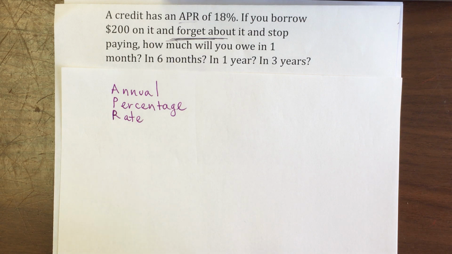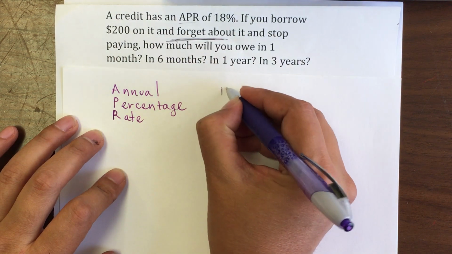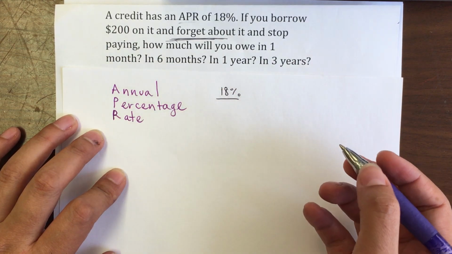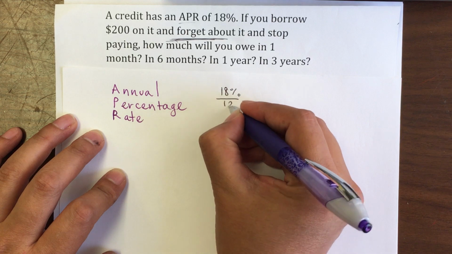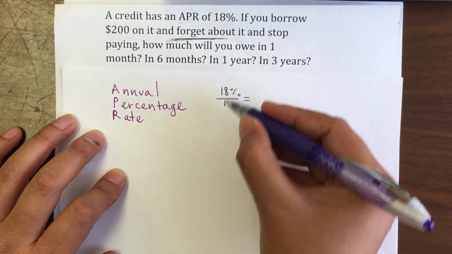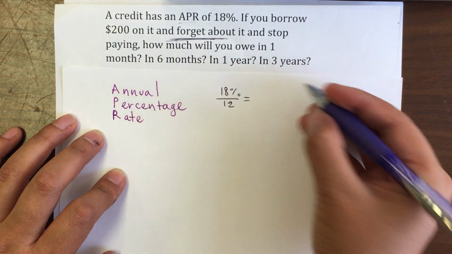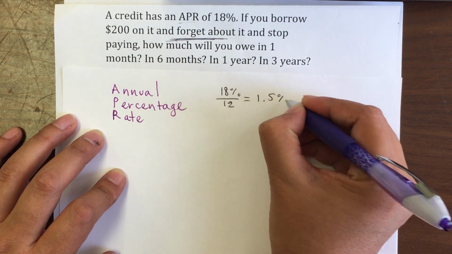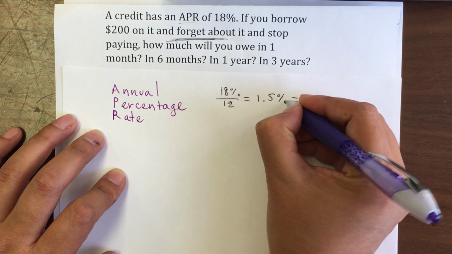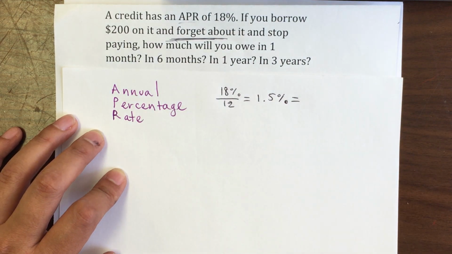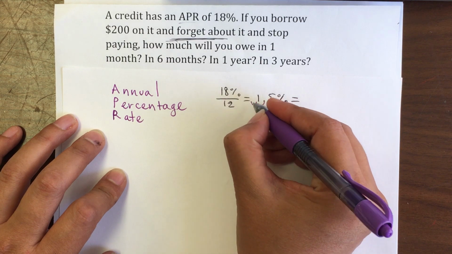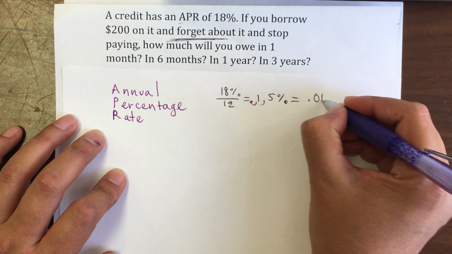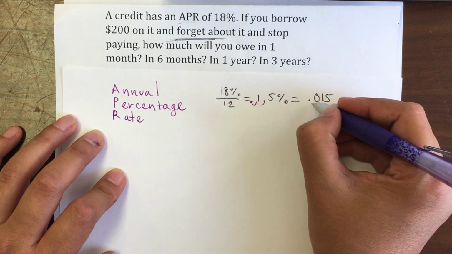Okay, so if it's 18% a year, that means that per month you would be paying, if we divide the 18% by 12 months, that's actually 1.5%. As a decimal, we go back 2 spaces, and so it's going to be 0.015 as a decimal.